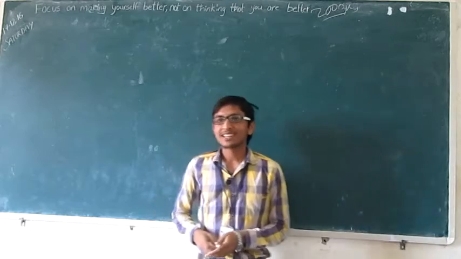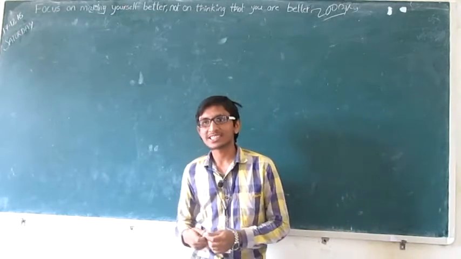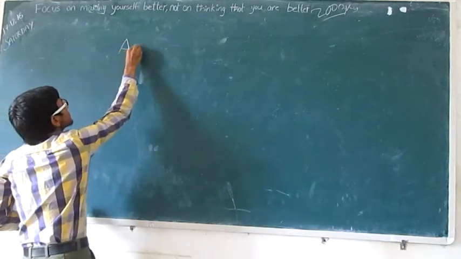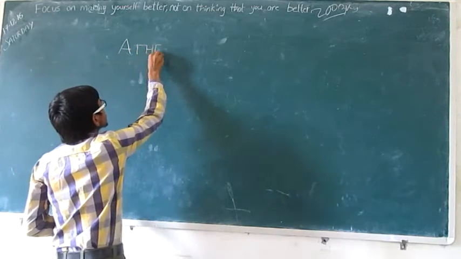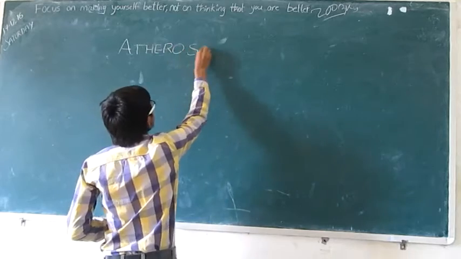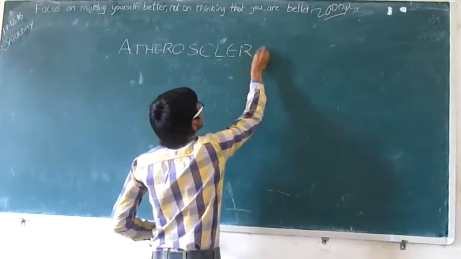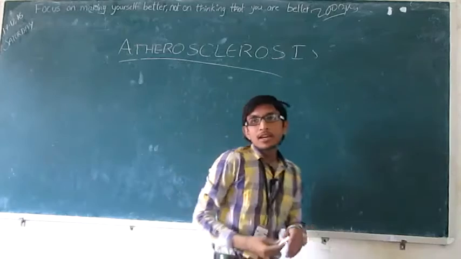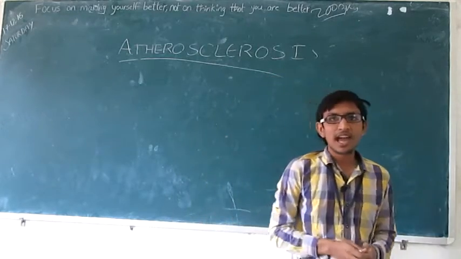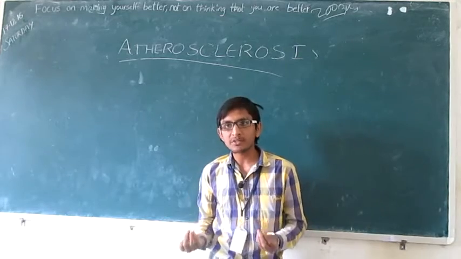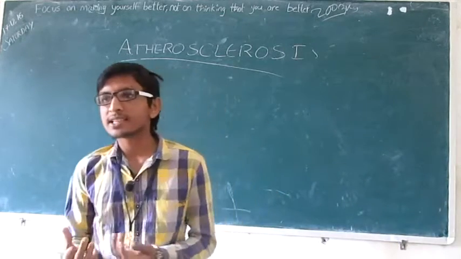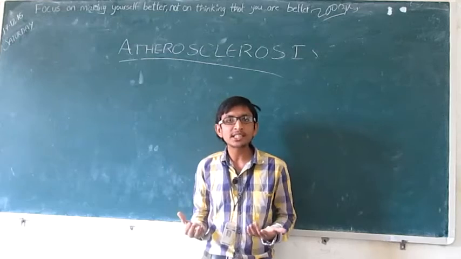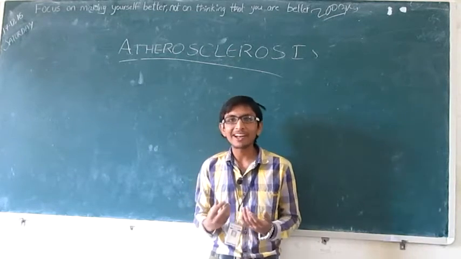Okay friends, today we are going to start the lecture on atherosclerosis. Before I go into its pathophysiology, it is the number one killer in the Western world. Almost 50% of deaths in the Western world are due to atherosclerotic related complications.